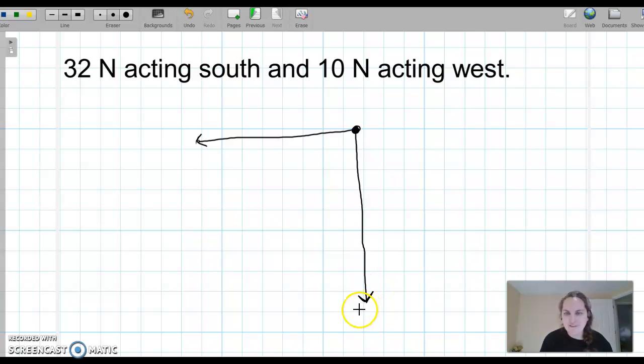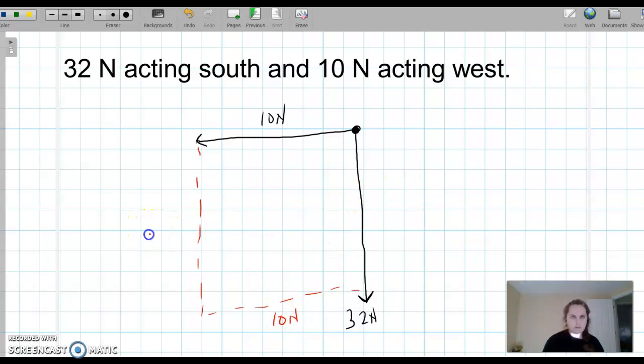It's going to be a very big parallelogram here, but that's okay. 32 newtons, okay? And we have 10 newtons acting west. So that would be this line right here. And again, we recognize that these force vectors are not parallel. They are perpendicular to one another. So we draw in that parallelogram. Just like that. So this side would be equal to 10 newtons, and this side would be equal to 32 newtons. So let me just erase that so people don't get confused here.